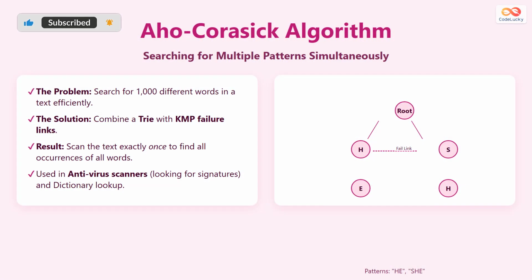What if you need to search for multiple patterns at once? Like finding 1,000 bad words in a chat log? The Aho-Corasick algorithm combines the structure of a trie with the efficiency of KMP. It builds a state machine that allows us to traverse the text once and find all occurrences of all patterns simultaneously. It's widely used in antivirus software.